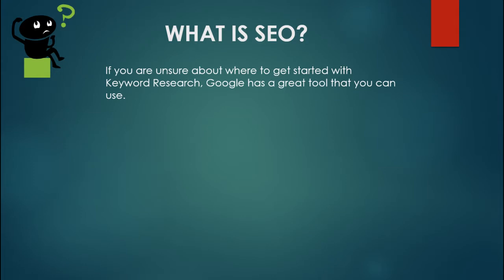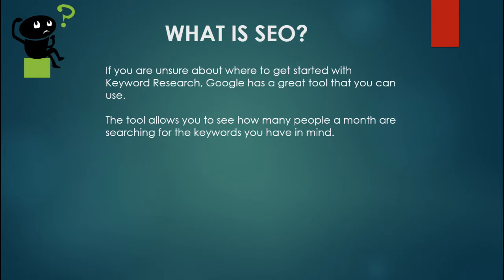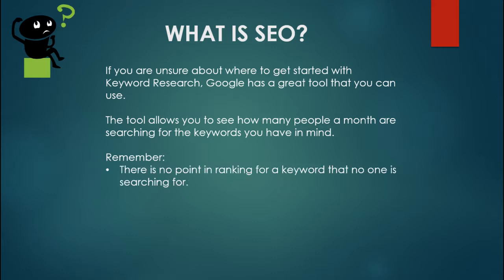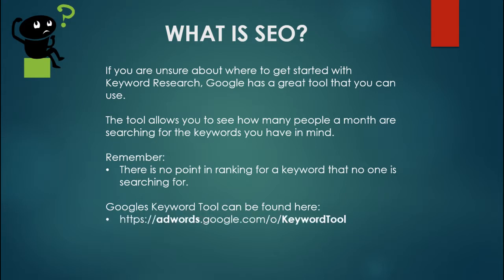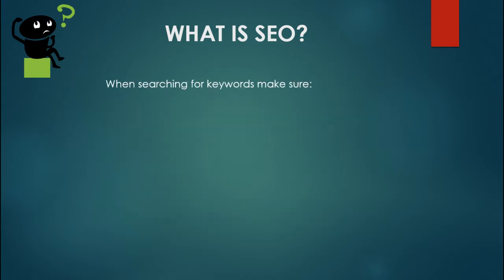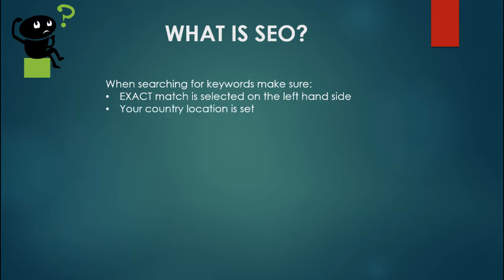If you're unsure about where to get started with keyword research, Google is a great tool that you can use. The tool allows you to see how many people a month are searching for the keywords you have in mind. Remember, there's no point ranking for a keyword that no one else is searching for. Google's keyword tools can be found here: adwords.google.com/o/keyword tool. When searching for keywords, make sure exact match is selected on the left-hand side, your country location is set, and your keywords are put into the search bar.